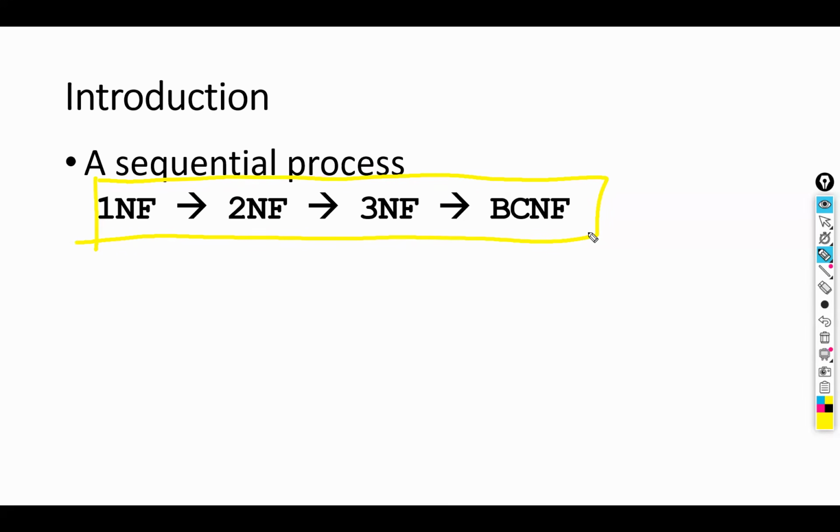So therefore, it's a sequential process. You can't check second normal form without checking first normal form and making it first normal form, and so on.